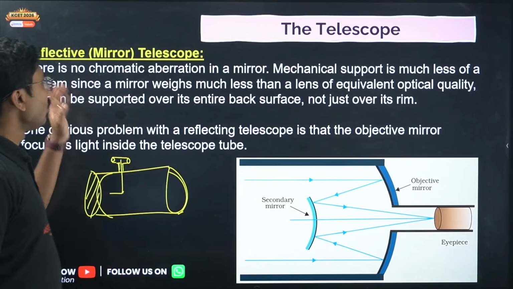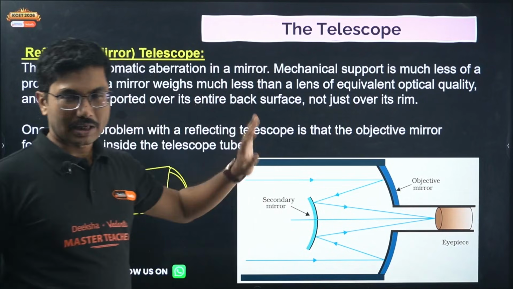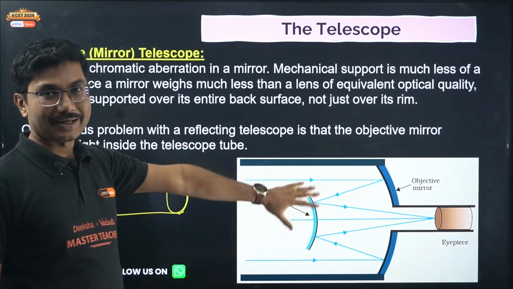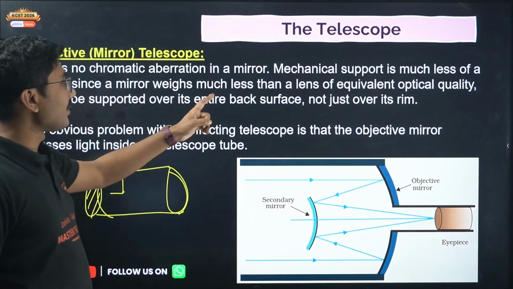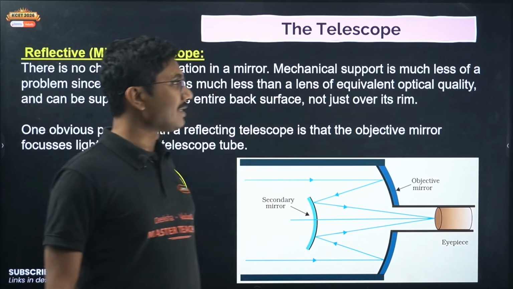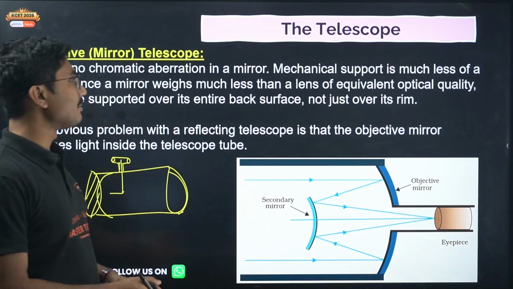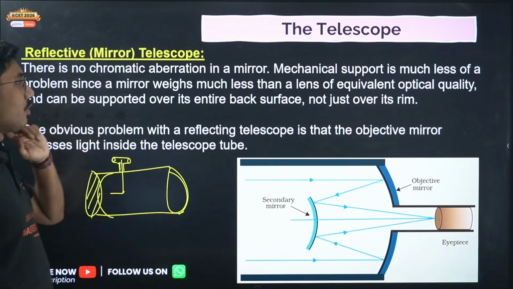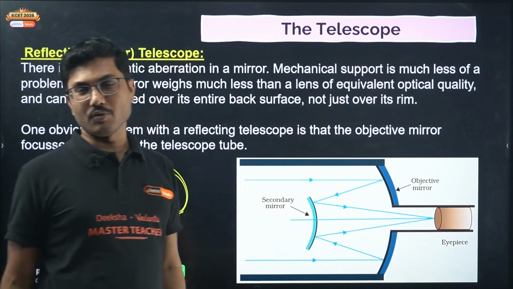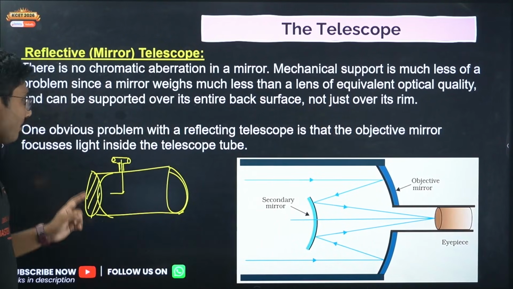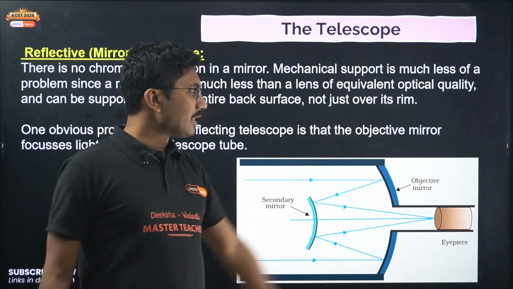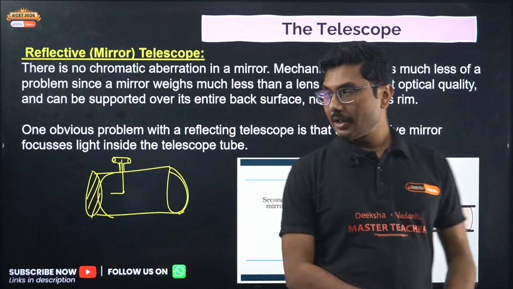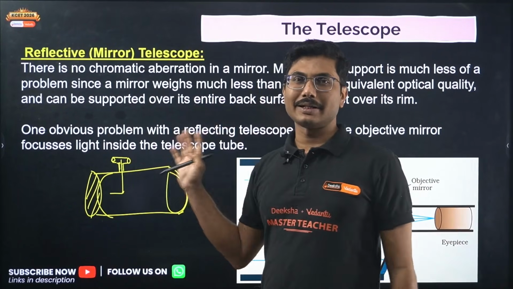Okay, so there is no chromatic aberration. First of all, in mirrors there is no chromatic aberration, because the angle of reflection does not depend on wavelength, so all light reflects by an equal angle. Mechanical support is also much less of a problem, since the mirror weighs much less than a lens of equivalent optical quality and can be supported over its entire back surface, not just over its rim. One obvious problem with the reflecting telescope is that the objective mirror focuses the light inside the telescope tube, but that can be overcome using design. That is a design problem rather than a physics problem.